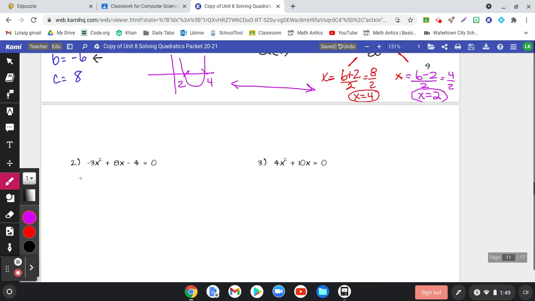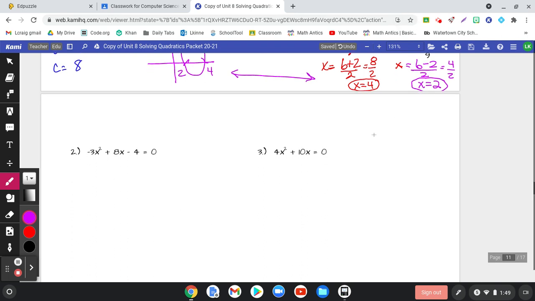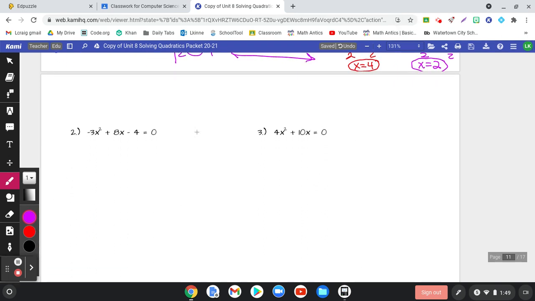All right, let's do one more on this video and then I'll move to the next one. Okay, so it already says equals 0. So A equals negative 3, B equals 8, and C equals negative 4. Again, those come right from your x squared, your x, and your constant. Negative 3 is your A, 8 is your B, and negative 4 is C. So again, I'm going to write my formula up here. X equals negative B plus or minus the square root of B squared minus 4 times A times C, all divided by 2A.